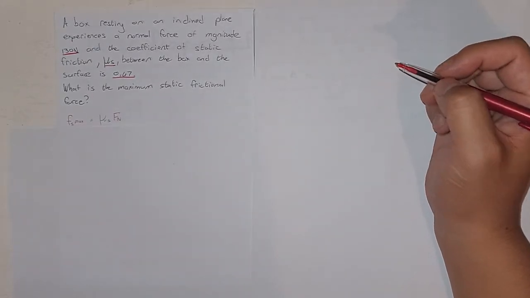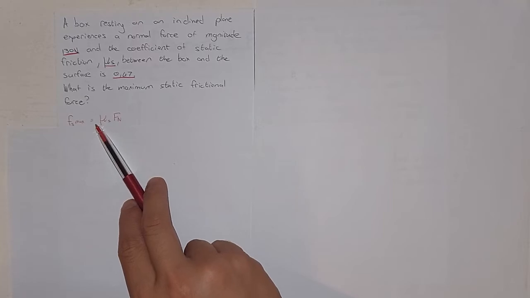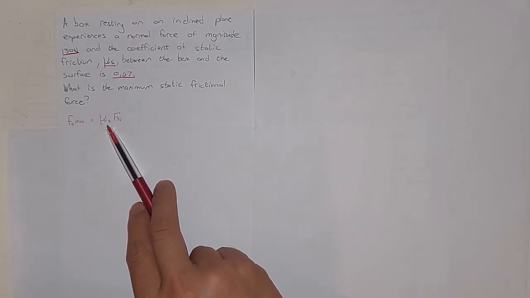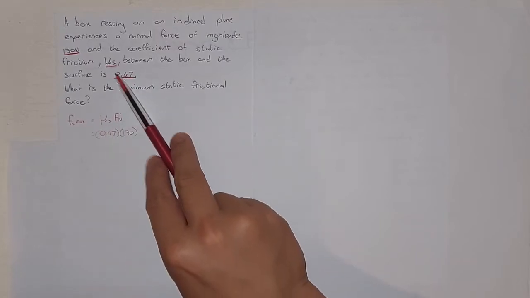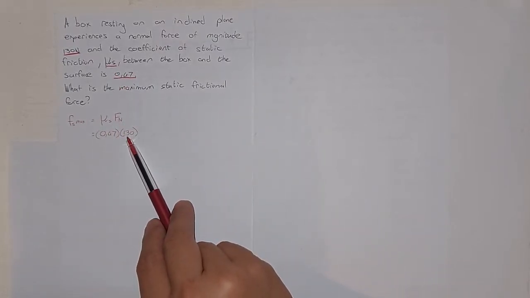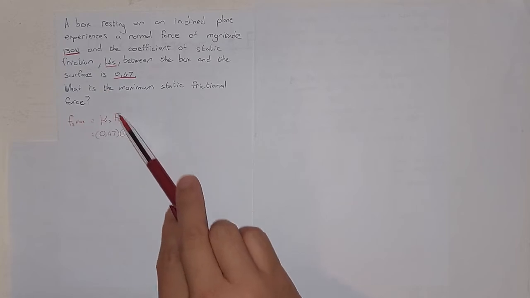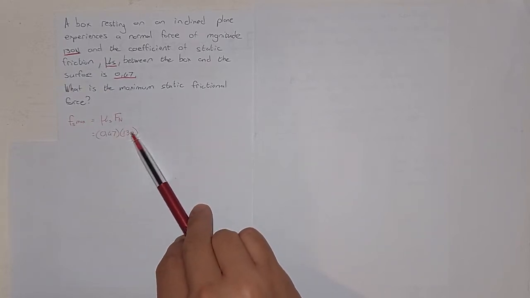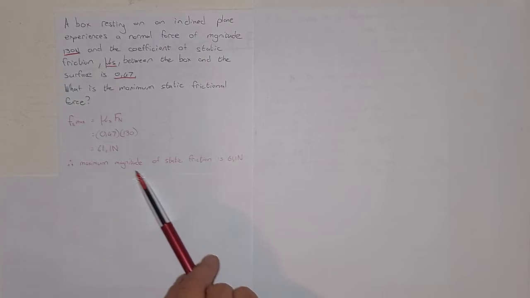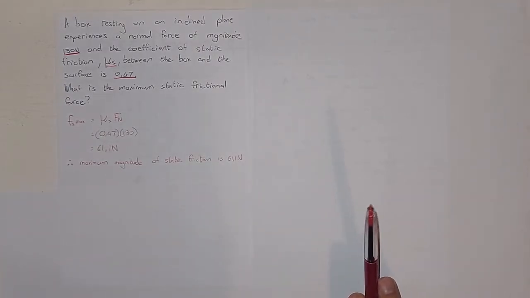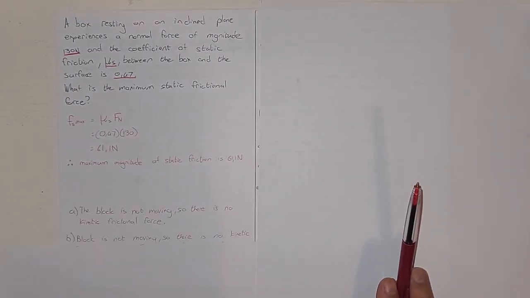Right, so here I go. Once again, Fs max is equal to my static coefficient times Fn, which is going to be 0,47 from this value over here. And my 130 comes from my normal force that I have already gotten. I don't have to use mg because normal force is given. So therefore, I have a value of 61,1 newtons. The maximum magnitude of static friction is 61,1 newtons.